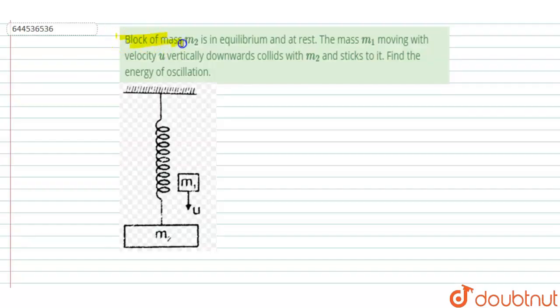In this question, a block of mass m2 is in equilibrium and at rest. The mass m1 is moving with velocity u vertically downward, collides with m2 and sticks to it. Then find the energy of the oscillation.